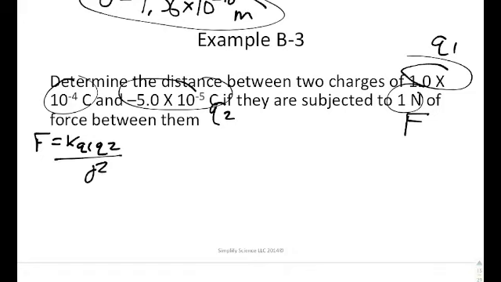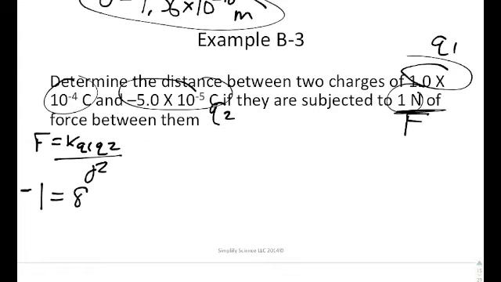And when you do that, you're going to plug in 1 Newton of force. And people usually have issues at this point because they say, how can I have 1 Newton of force whenever there's a positive and a negative charge? You're right, this 1 Newton of force is the magnitude of force. So it should really be a minus 1 there.